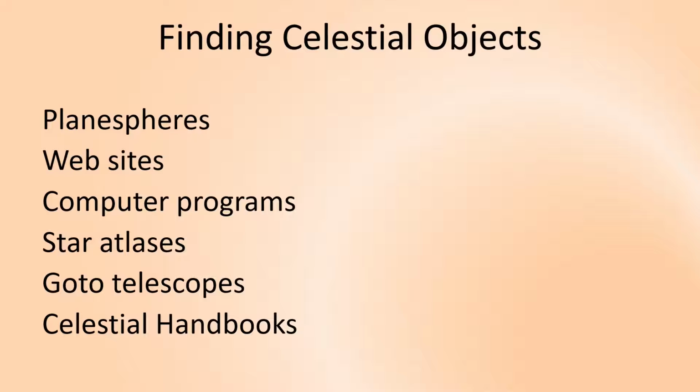And then if you have a go-to telescope, you're really lucky because once you set the telescope up, all you have to do is enter the object into the keypad and the telescope will go right to it. And then finally, there are celestial handbooks. And all of these things, websites, you can look them up. There are computer programs like Starry Night and Stellarium. And star atlases are just paper atlases. They look like road maps, except they're road maps of the sky.